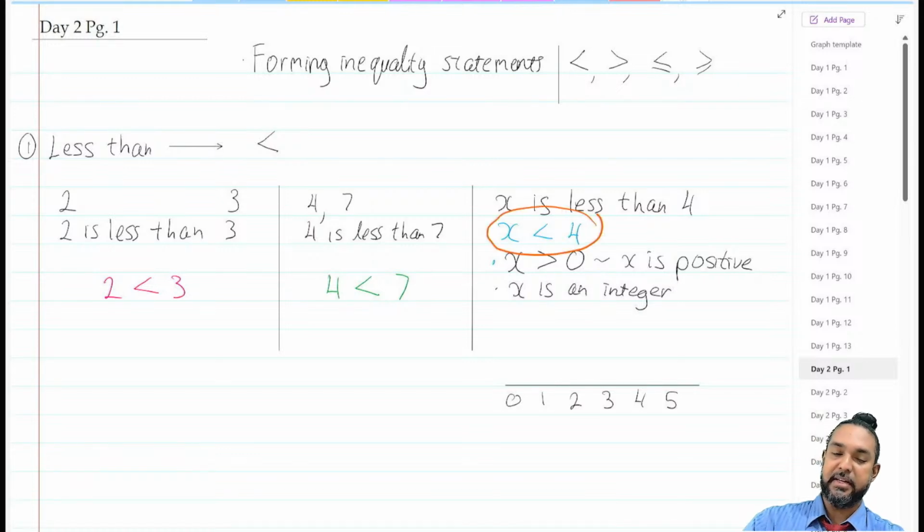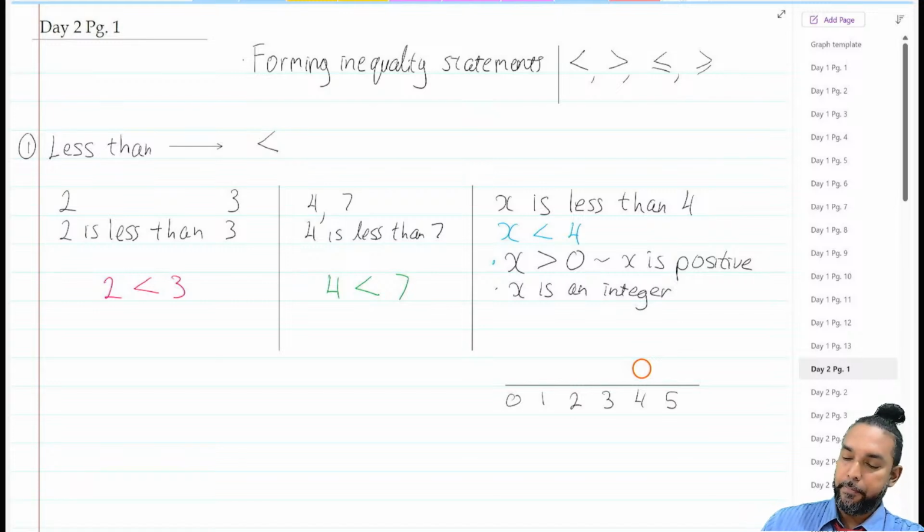So to represent this on a number line, this thing here, x is less than 4. So we'd put what we call an open circle above the number 4, and less than goes which way? To the left or to the right? To the left.